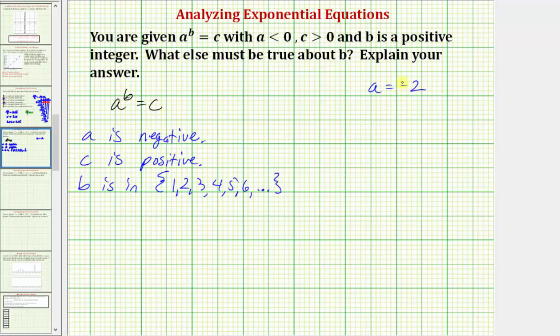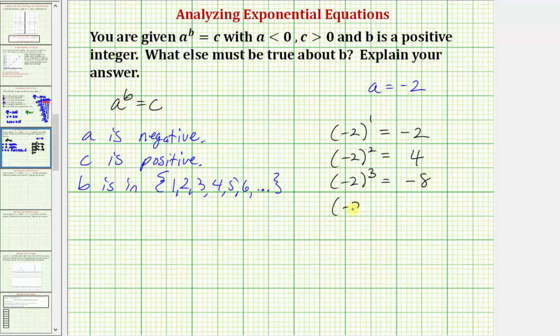Perform substitution into the equation with these values of b and see what we can determine about the value of c. So if a is negative 2, and we use the first value of b, where b equals 1, we'd have negative 2 to the first, which means we have one factor of negative 2, which equals negative 2. If we let b equal 2, we'd have negative 2 to the second, which would be negative 2 times negative 2, or positive 4. When b is 3, we'd have negative 2 to the third, which would be negative 2 times negative 2 times negative 2, which is negative 8.